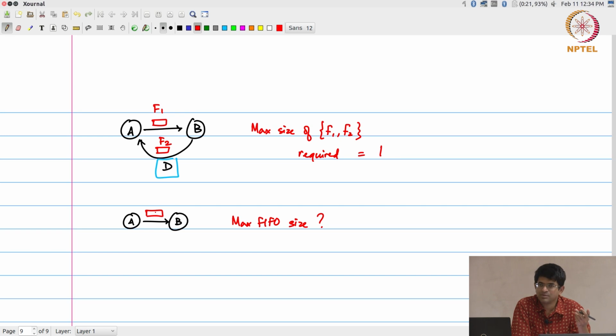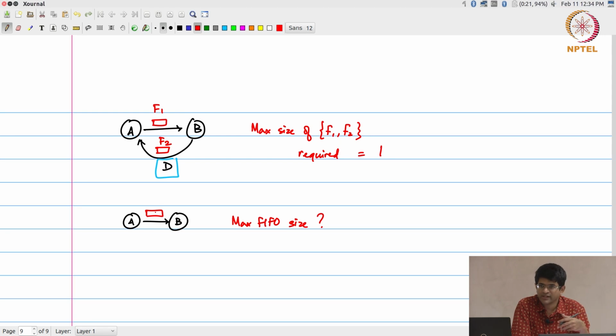So this is an example where the data flow graph or the network by itself does not impose a limitation on the size of the FIFO, or at least does not tell you anything about what should be the maximum size. It does not bound the size of the FIFO.